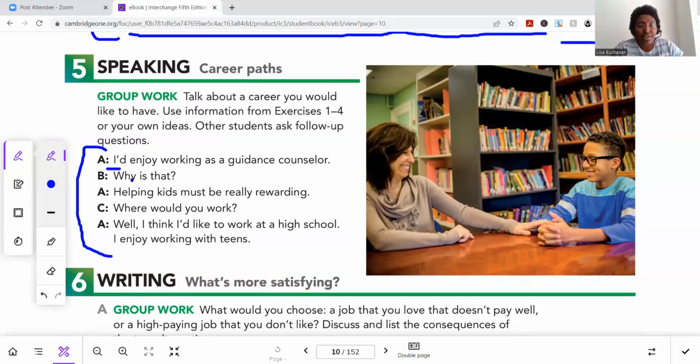So you notice a lot of the contractions here in dialogues like I'd. Let's read it. "I'd enjoy working as a guidance counselor." "Why is that?" "Helping kids must be really rewarding. Where would you work?" "Well, I think I'd like to work at a high school. I enjoy working with teens." So just a great way to express what you like to do.